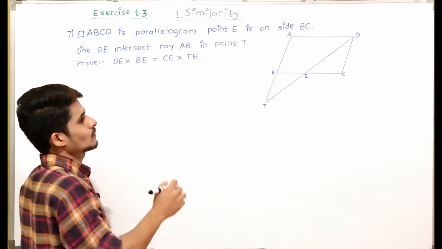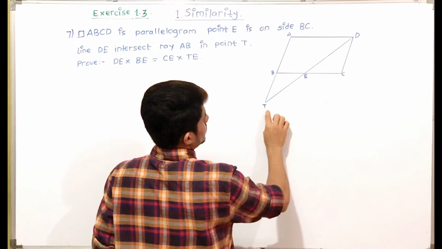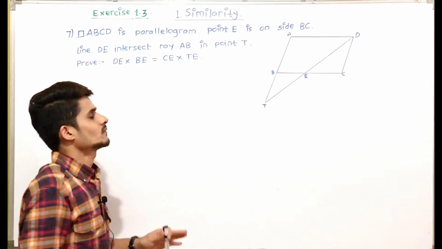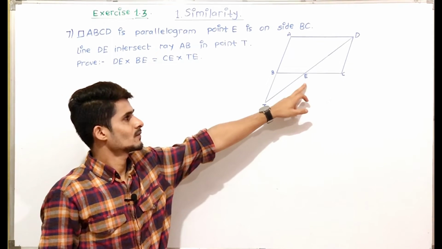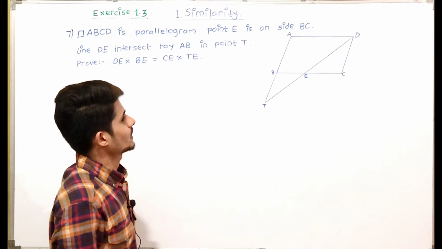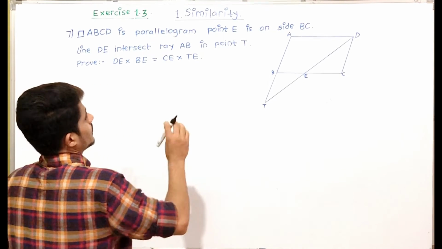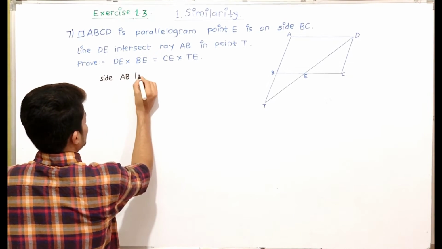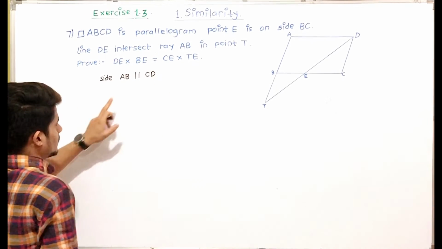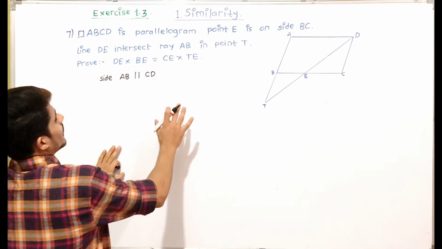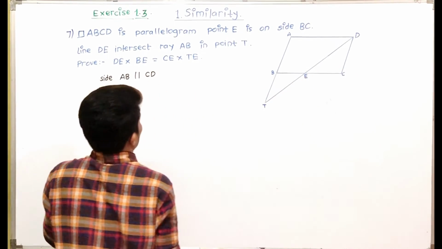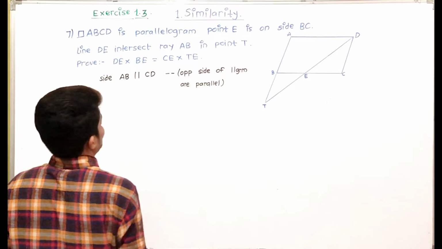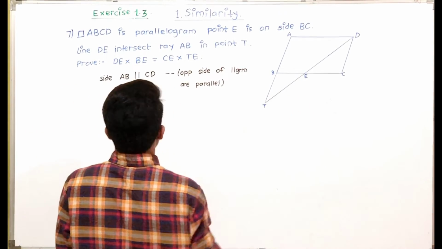For that we have to prove that triangle BET is similar to triangle CED. These two triangles we have to prove are similar, and once we find they are similar, we will take the corresponding sides. So firstly, side AB is parallel to CD. Why? Opposite sides of a parallelogram are parallel.